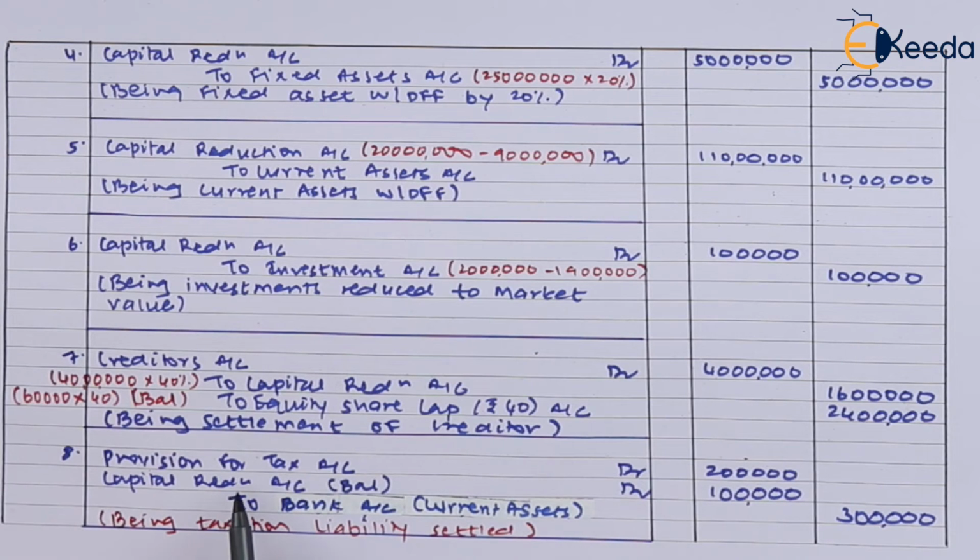Friends, let us see the entry I have recorded. Provision for tax account debit 2 lakhs. Already provision was there. Money extra paid by you is debited to capital reduction account, to bank account, which is already a part of current assets. Amount credited is 3 lakhs. Being taxation liability settled, so we have settled our taxation liability. Let us see the next transaction.